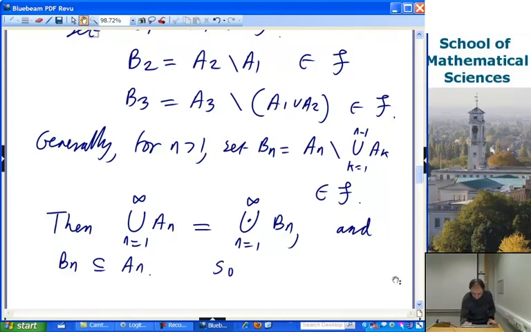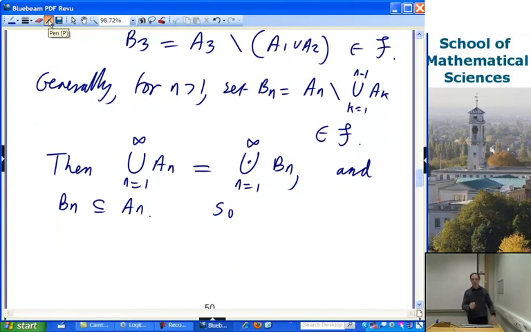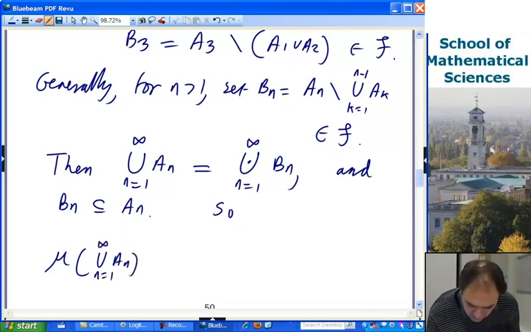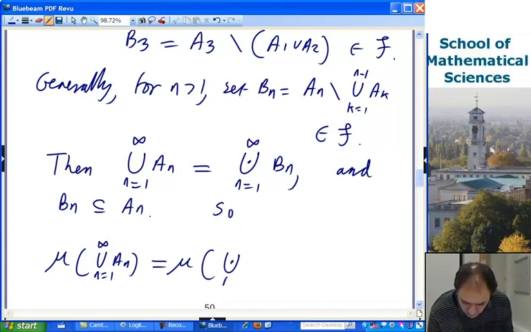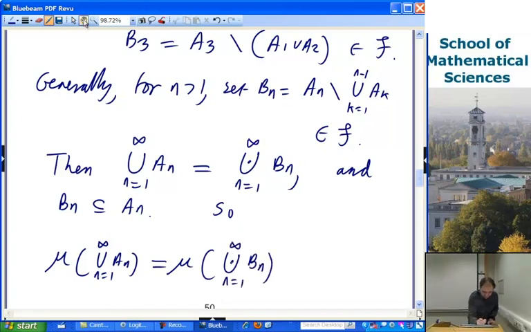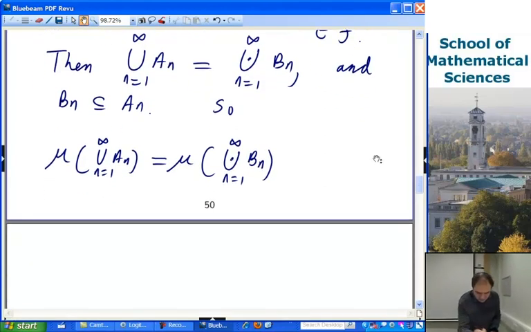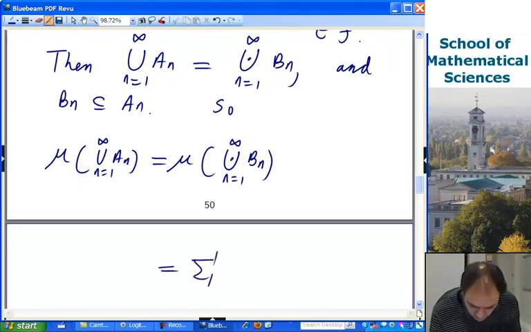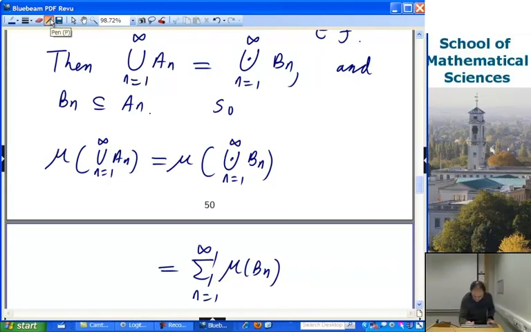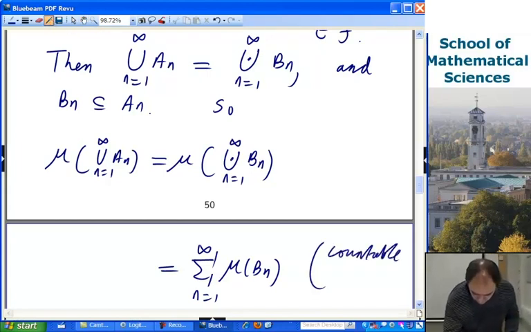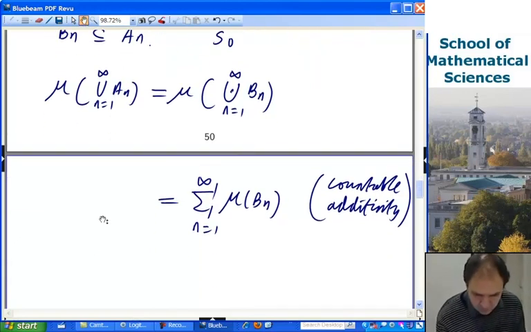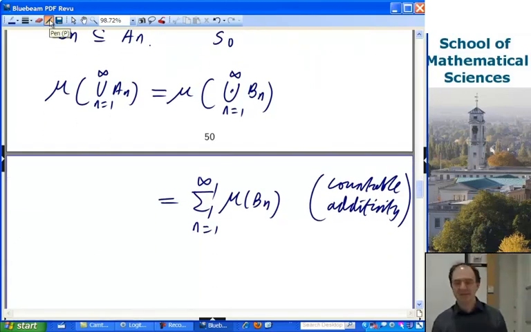So the measure of the union of the An's is the measure of the disjoint union of the Bn's, which is equal to the sum of the measures of the Bn's. That's by countable additivity. And that's less or equal to the sum of the measures of the An's by monotonicity.